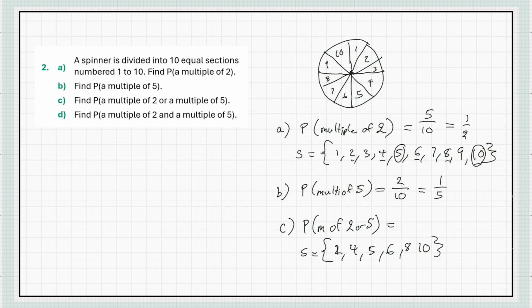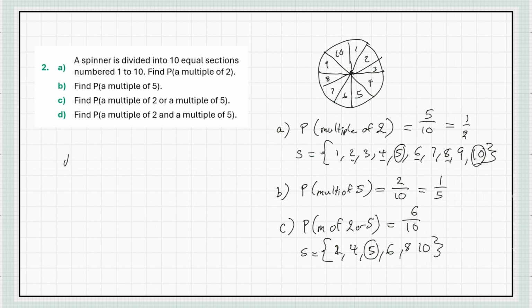So it would be all of these values, but in addition to the even or multiple of 2 values, we have this extra 5, right? So it's basically all the multiples of 2, but adding in that 5. So that's going to be 6 out of 10.